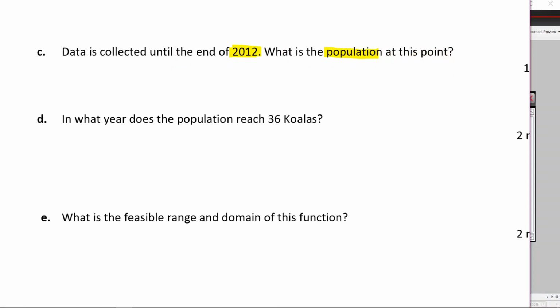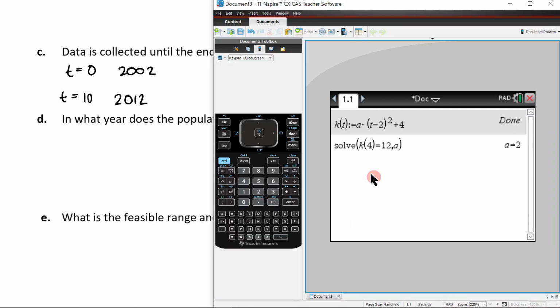Okay, so again, let's remind ourselves that when T is equal to 0, that's 2002, so it's when I started. So therefore, if I'm at 2012 now, what is T going to be equal to? Well, I'm 10 years ahead, so T is going to be 10. So that means I'm going to put 10 into my function and see what I get out. So I come to my CAS again, and I'm going to be putting in 10. So I'm going to go K of 10.